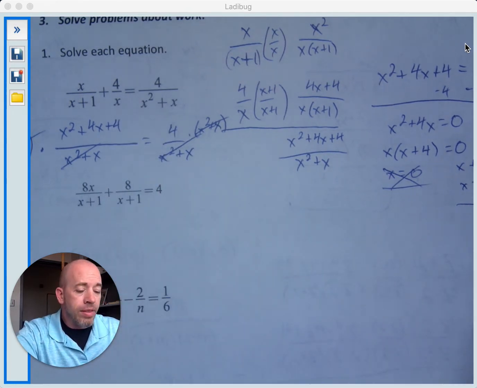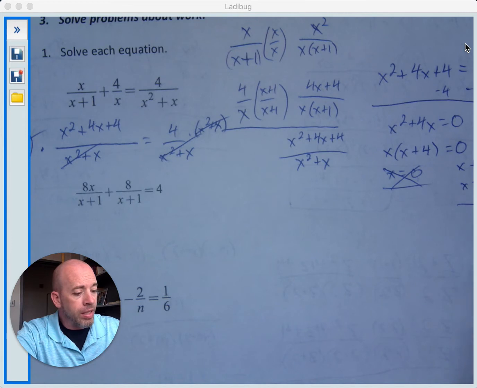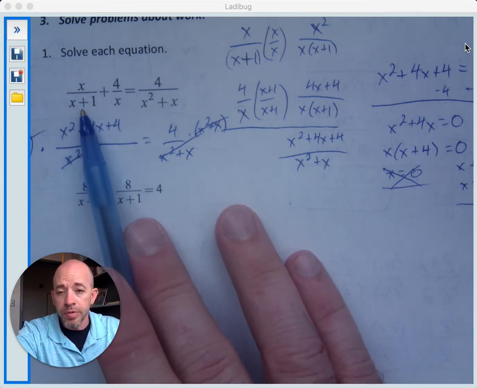The negative 4 I think will be okay. If we check, plug in negative 4 to your denominators, negative 4 plus 1 is negative 3.